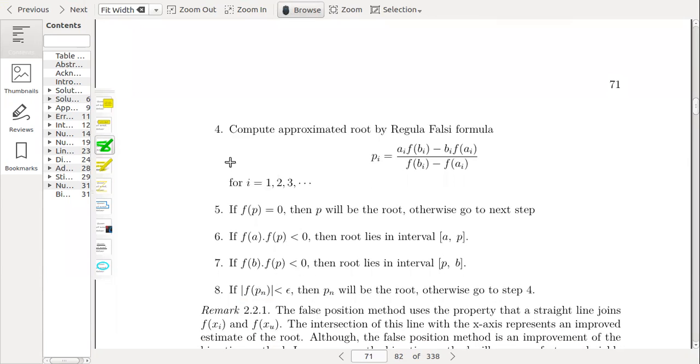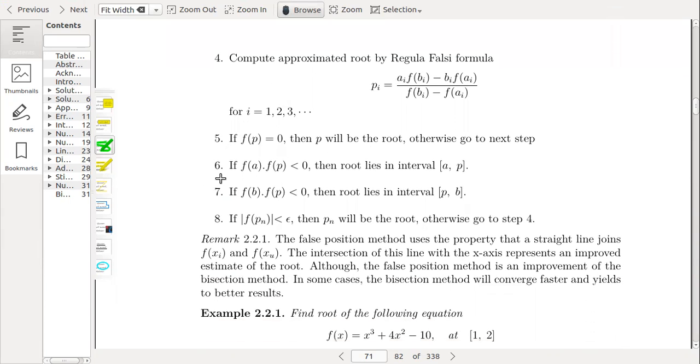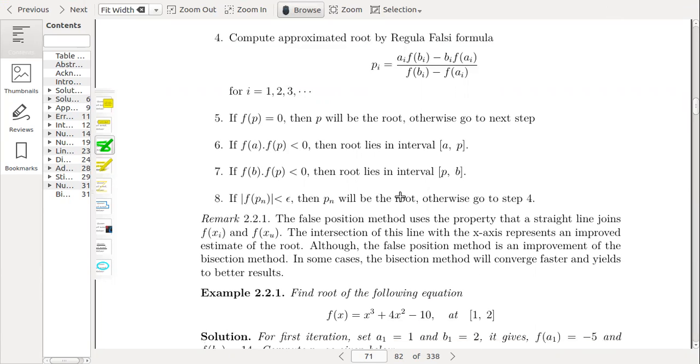And in the fourth step, the improved root will be estimated by using the Regula Falsi method. So if i is equal to 1, then it will compute the first iteration. And if i is equal to 2, it will compute the second iteration. If f of p is equal to 0, it means this value of p will satisfy the given function, and this will be considered as the root. Otherwise, we will go to the next step.